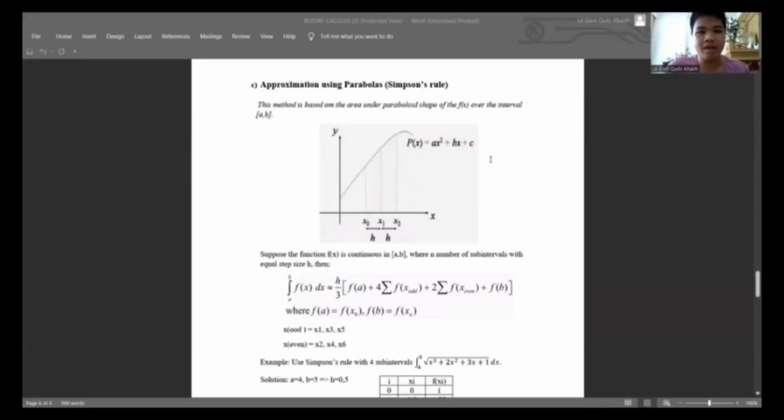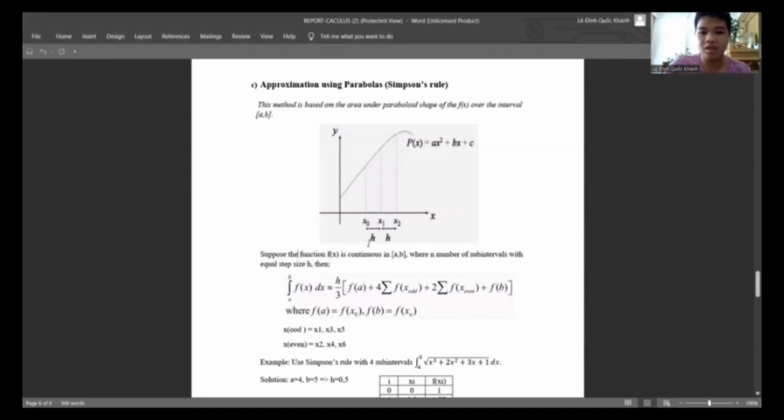Okay, we will come to the next part, the approximation using parabolas, which we call Simpson's rule. This method is based on the area under the parabola shape of f(x).